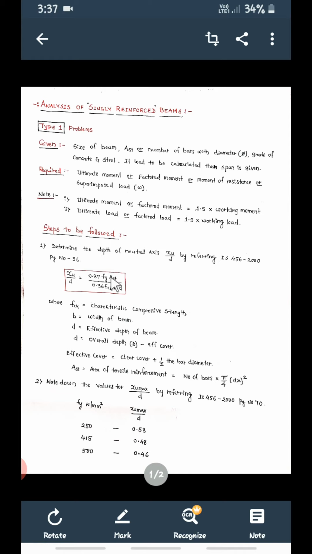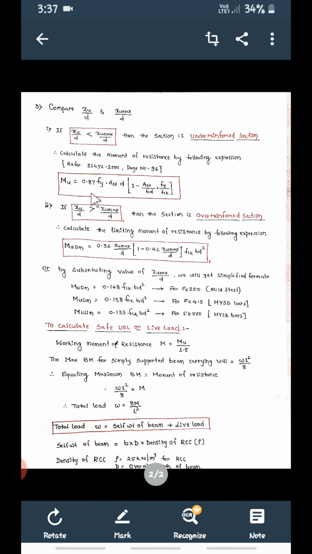So remember the steps. First calculate Xu by d, that is actual depth of neutral axis. Then second step, calculate Xu max upon d depending upon the grade of steel. Then compare Xu by d and Xu max upon d, and confirm whether it is an under reinforced section or over reinforced section. Then depending upon the condition, you need to calculate Mu or Mu limit. If load is asked, then the further step is to divide these values by 1.5, get M value, then equate this M to maximum bending moment and calculate the load. So this is the type 1 problems.